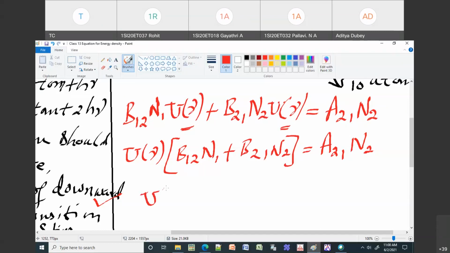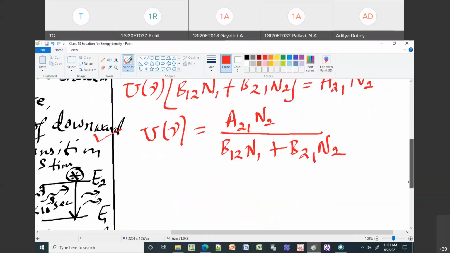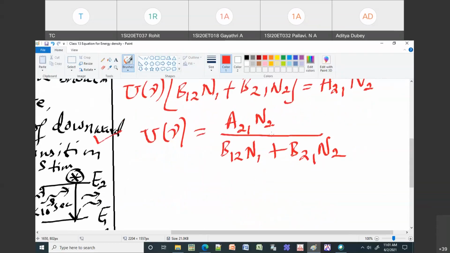So I will keep it in the left hand side. I will send everything else to the right hand side. Okay, so this is this entire thing divided by b12 n1 plus b21 n2. Okay, so I want to get rid of n1 n2 as much as I can. For that, I will take n2 common in the denominator, and I'm just going to rewrite again.